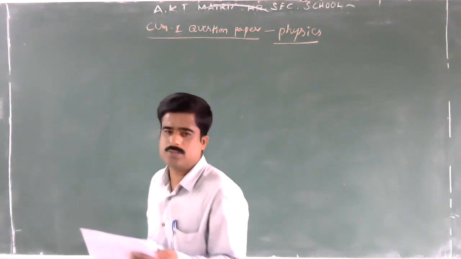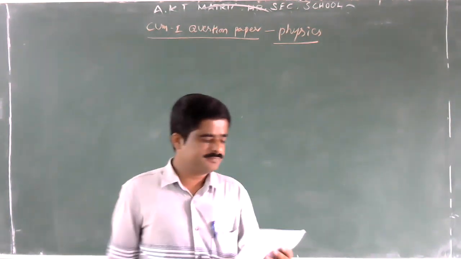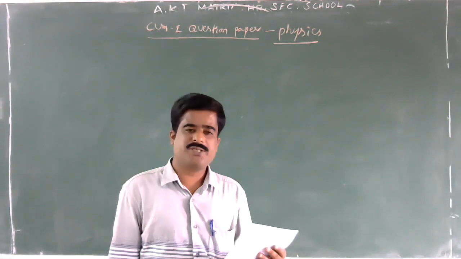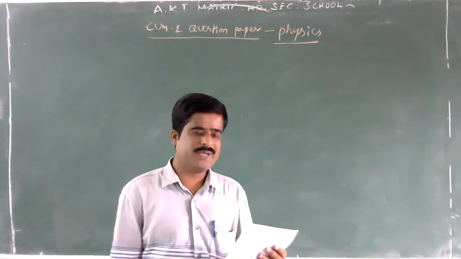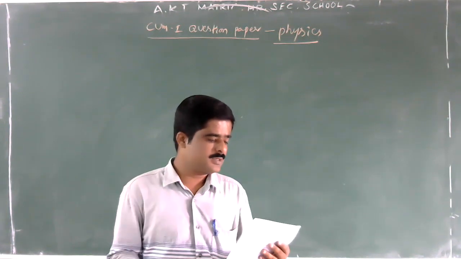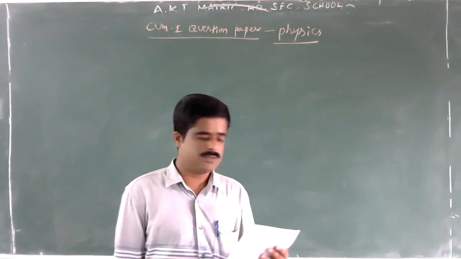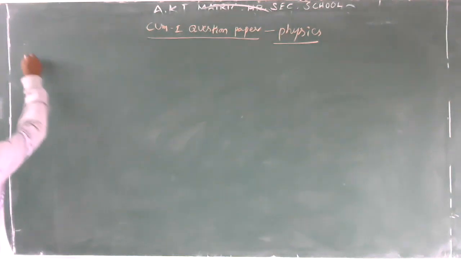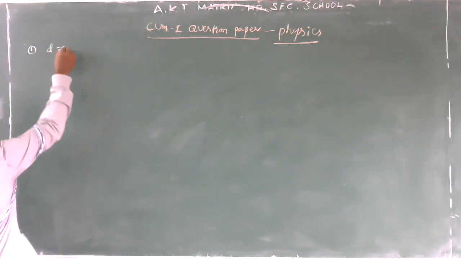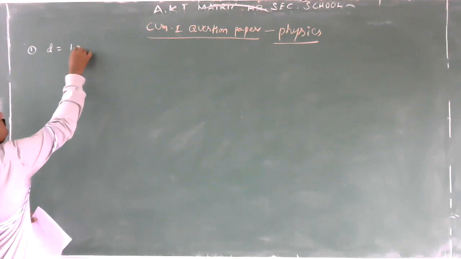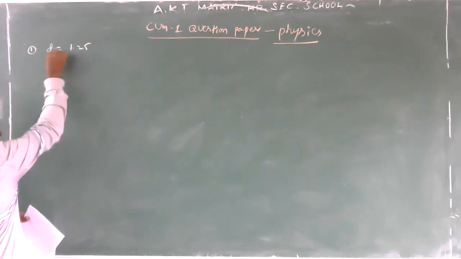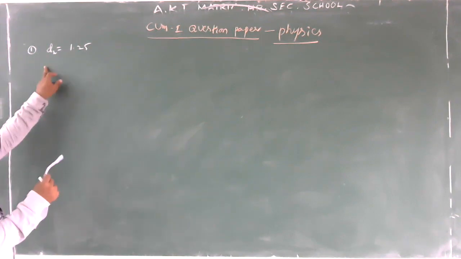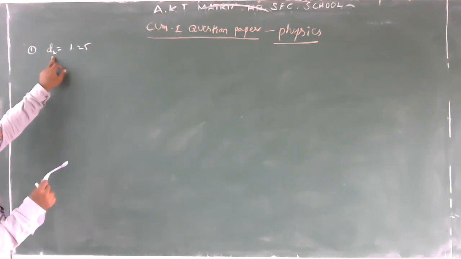Cumulative one question paper, physics. First question: a cube of ice is floating in a liquid of relative density 1.25 contained in a beaker. When the ice melts, what happens to the level of the liquid in the beaker? So what happens here? The relative density D is equal to 1.25. So this substance is a liquid whose relative density is 1.25.